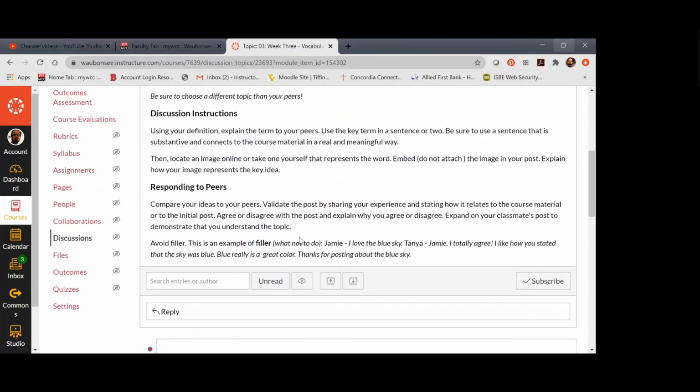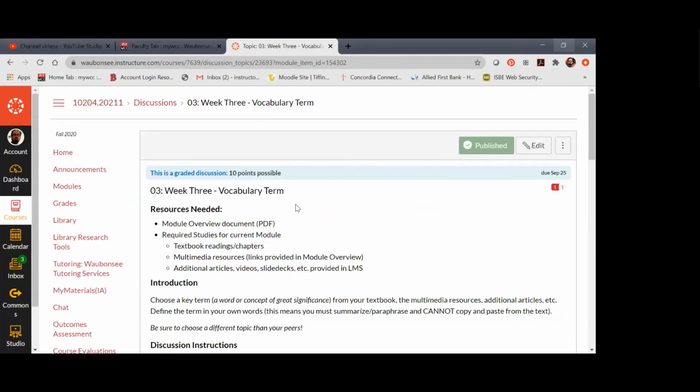Then you'll go find your peers' posts and respond to them with a comprehensive and a meaningful response, right? So please don't just repeat what they said, but what I'd like you to do is either agree or disagree or add to it or ask questions of why, ask yourself questions of why, those kinds of things. Okay. That is the first discussion for Module 1.